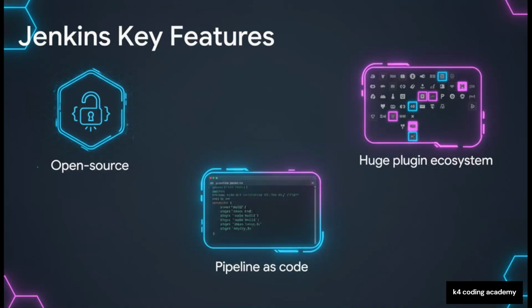Now, the secret sauce for Jenkins is its plugin ecosystem. I'm talking literally thousands of plugins. You can make Jenkins do almost anything, from scanning your code with SonarQube to deploying to AWS. And with pipeline as code, you can write down your entire workflow in a single file, which is exactly why it's the backbone of so many huge enterprise pipelines.